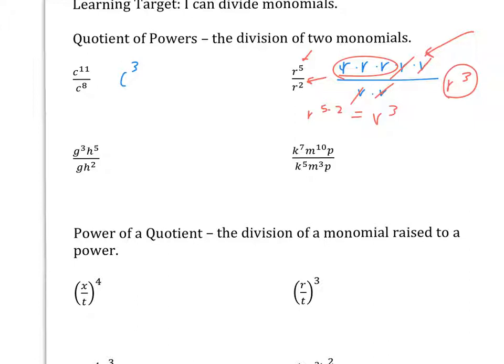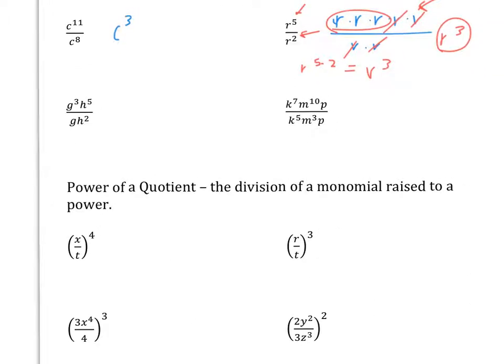Okay, directly below that one, g to the third, h to the fifth, all over g h squared. So if we look at the g variables, g to the third over g would be, if I just even cross one out right there, cross 1 out of 3, I get 2, right? So I can subtract or simply do some crossing out to kind of see what happens. If I take away 2 h's, take away 2 from 5, I get 3. So g squared, h cubed.